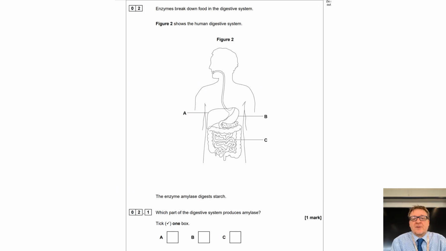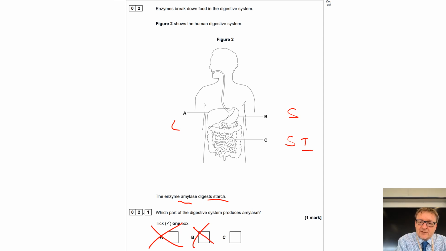Enzymes break down food in the digestive system. Figure 2 shows the human digestive system. The enzyme amylase digests starch. Which part of the digestive system produces amylase? What I've got there is A is the liver, B is the stomach, and C is the small intestine. I know the liver's job is to produce bile, so it's definitely not A. I know the stomach's job is mainly to sterilize food, and it also has pepsin in it, which digests protein, so it's not B. So the answer is C.